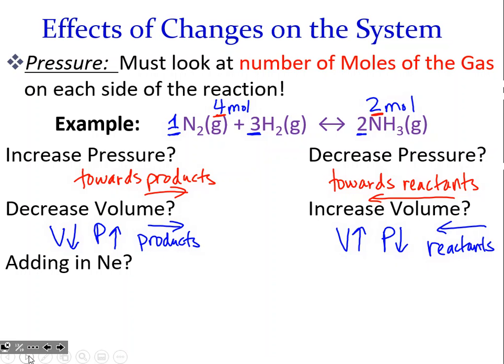Last but not least, how about we add in some neon? How does that affect equilibrium? Doesn't. No change. Exactly right. So this is what I would write here. No change. Or you could put, you know, stays the same. Either one would be an appropriate answer.